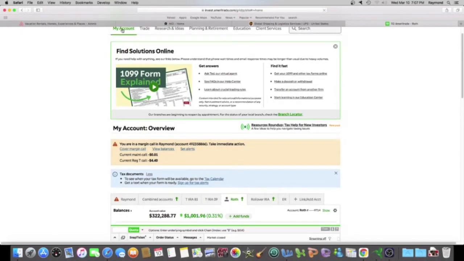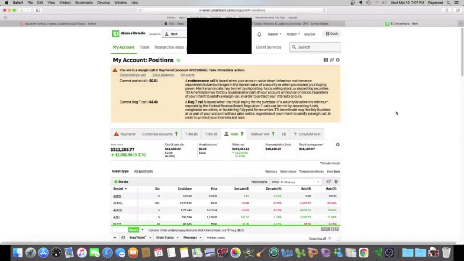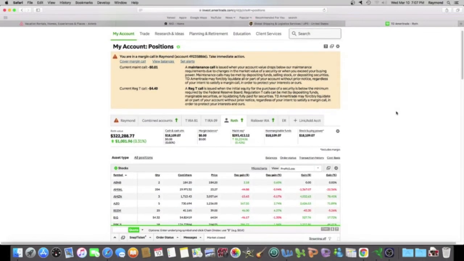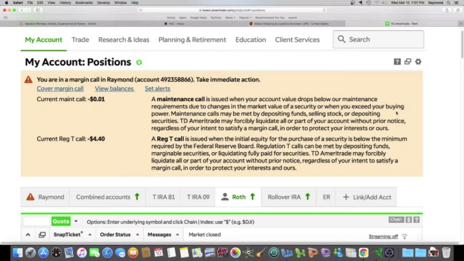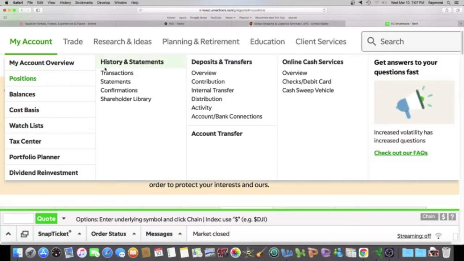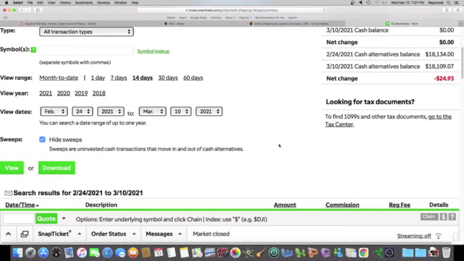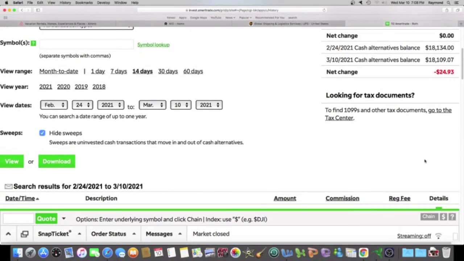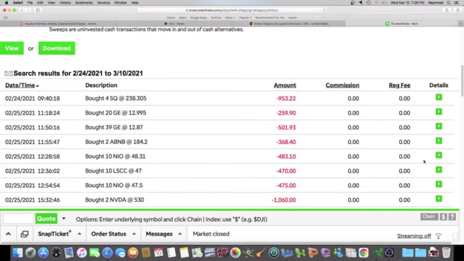And we're going to go to positions. And we want to make the screen bigger. So big text is what we like. So let's blow this up. And as we always do, the first thing we want to do is check out dividends. So my account and transactions. And I got this set for the last 14 days. My last update was 14 days ago. And we're going to look for dividends.